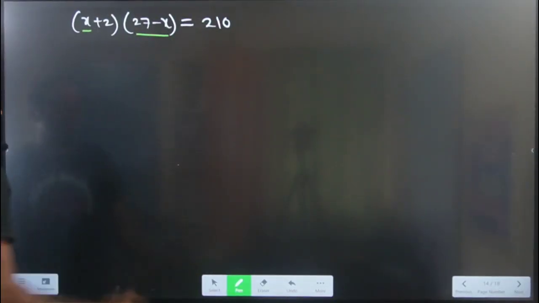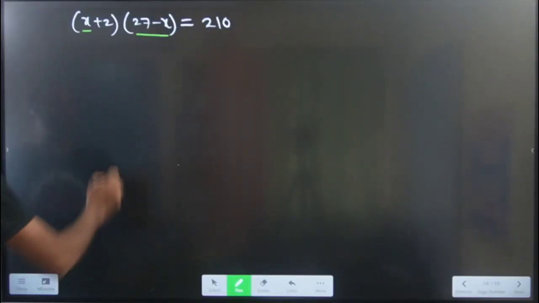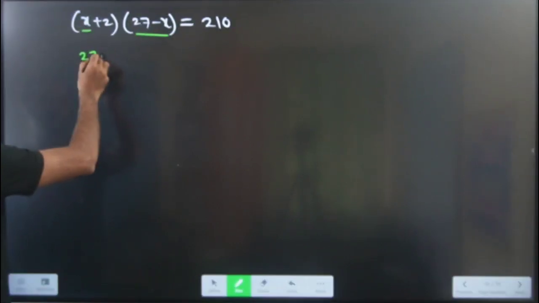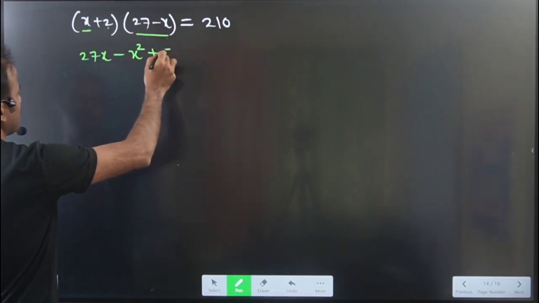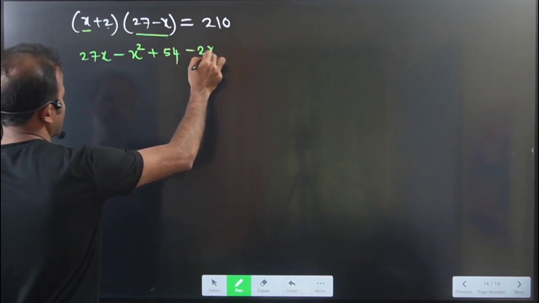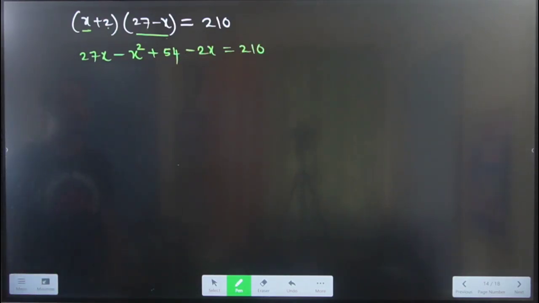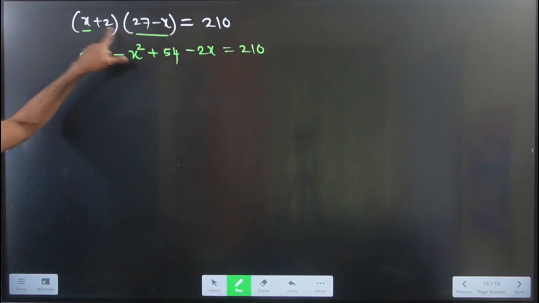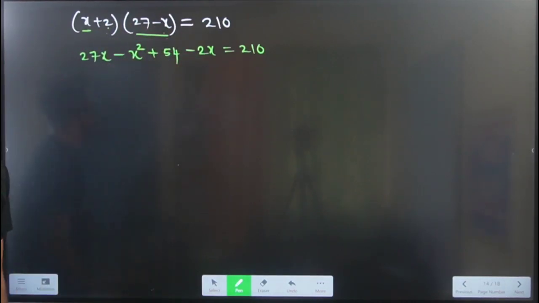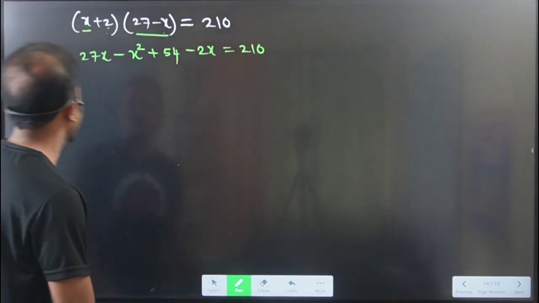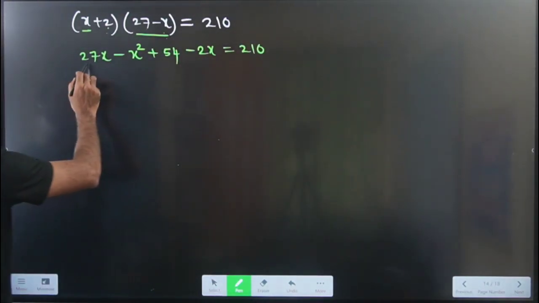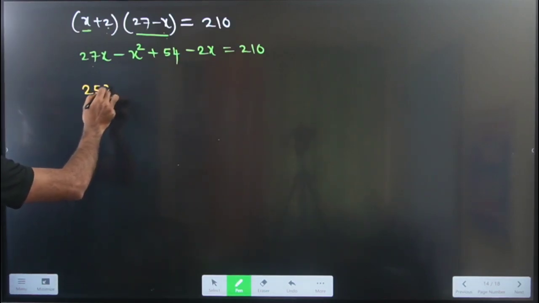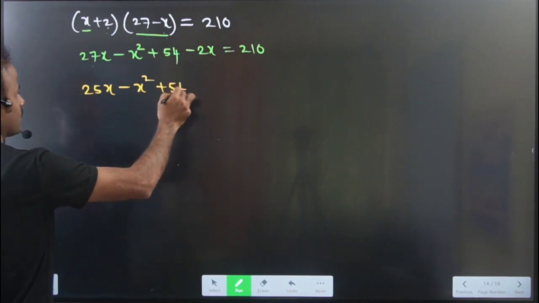Multiply x with 27 minus x: x into 27 is 27x, x into minus x is minus x square. Then 2 with 27 minus x: 2 into 27 is 54, 2 into minus x is minus 2x, which is equal to 210. In the next step, take all terms to one side. First add these two x values: 27x minus 2x is 25x, so minus x square plus 25x plus 54 equal to 210.